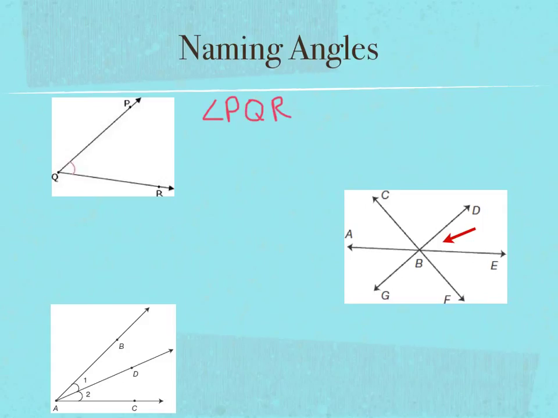Okay, what's another way I could name it? Because there's another way I could name that same angle. Angle RQP. Good, angle RQP would work as well. Good job.